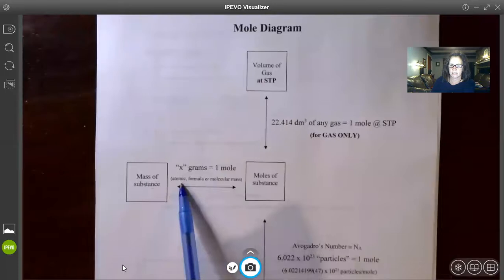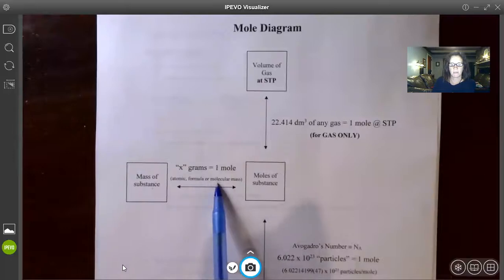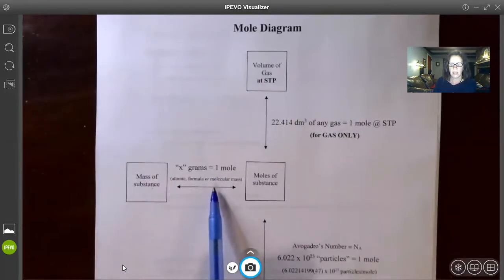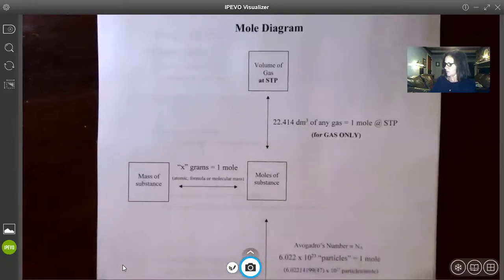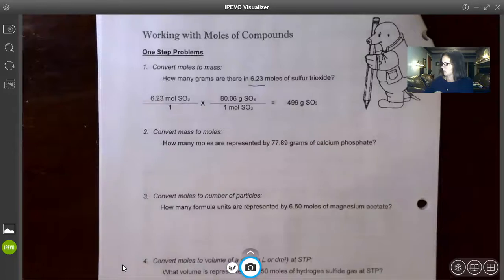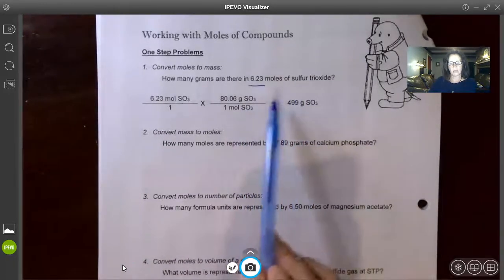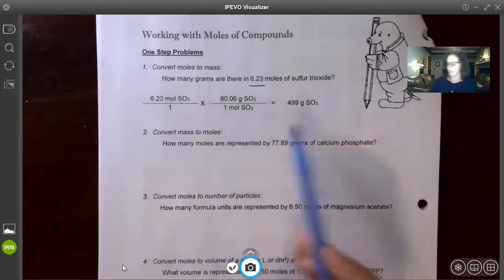Atomic masses, when we were talking about elements, we looked up in the periodic table. Formula masses and molecular masses are also looked up in the periodic table, but we have to use the mass of the entire compound, which means we have to add up the masses of all the elements present and the numbers of atoms of each. So in this problem, we're going to start with SO3, sulfur trioxide. We have to know how to write that formula correctly.